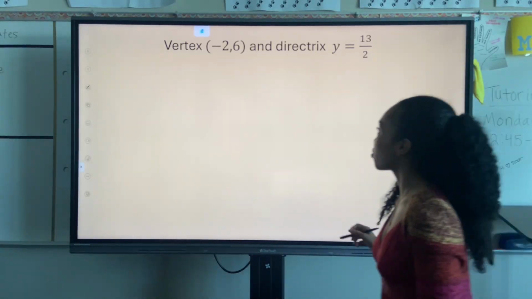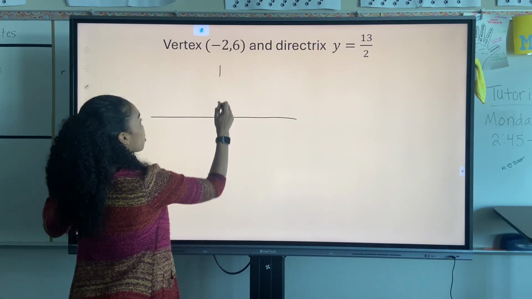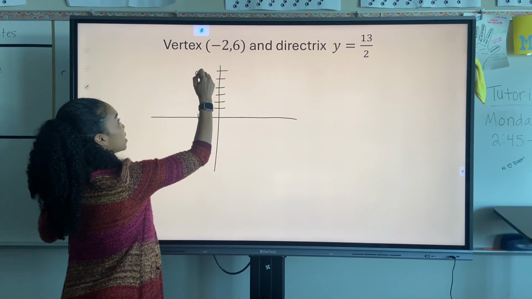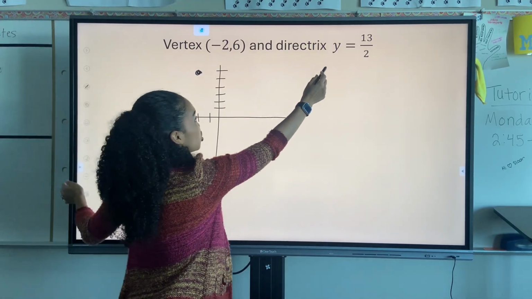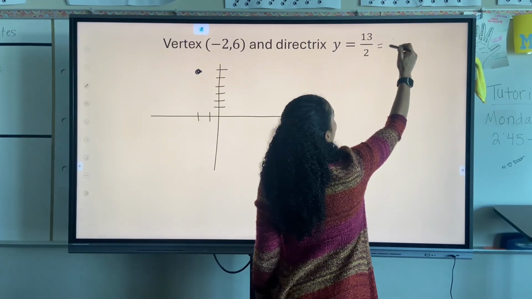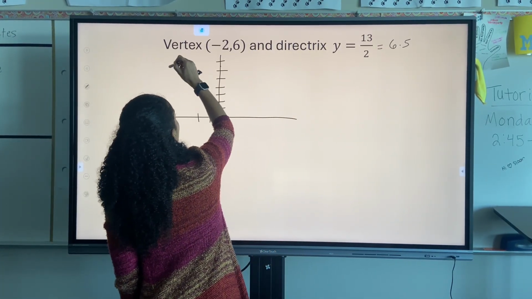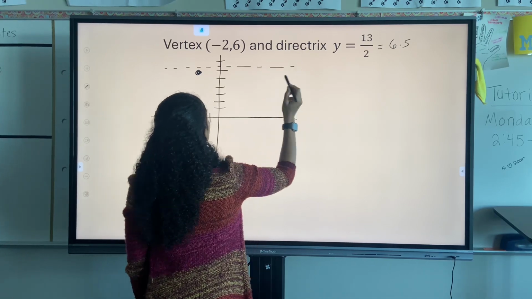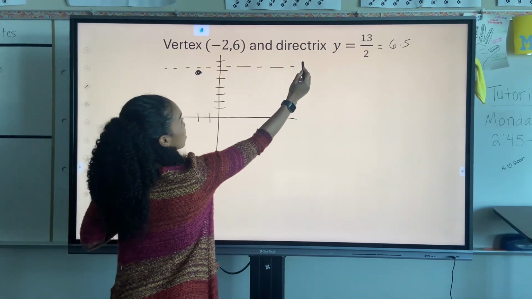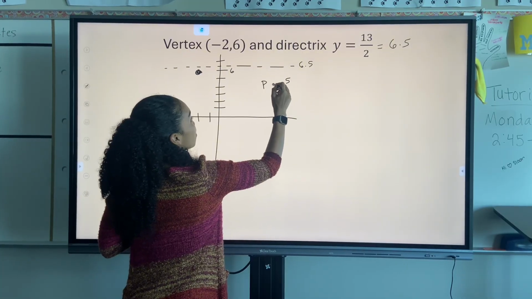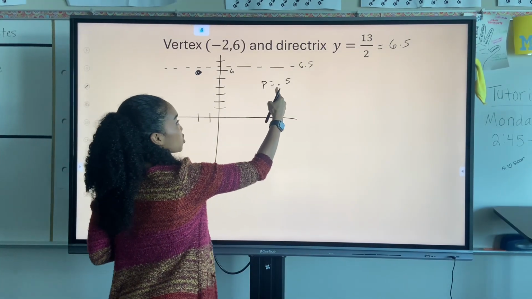Okay, so we have to graph the vertex. The vertex is at -2, 1, 2, 3, 4, 5, 6, right here. Your directrix, 13 divided by 2 is just 6.5. So I'm going to go, this is 7, so 6.5 will be in the middle. That means the distance between 6.5 and 6 is 0.5. That's your p-value. All right, so your p-value is 0.5.